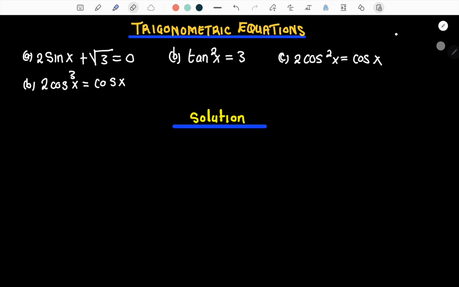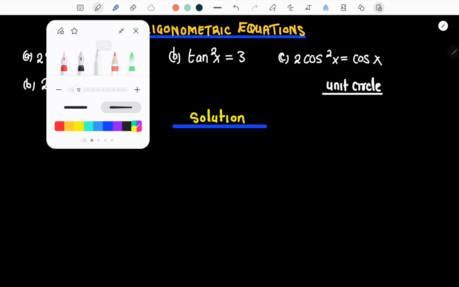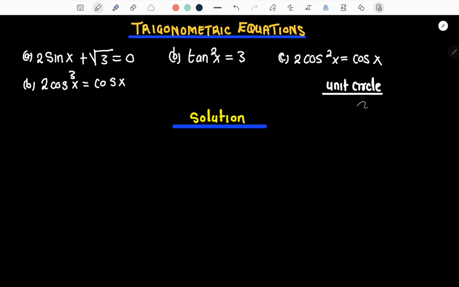So now, how do you solve trig equations? How do you simplify them? Now, there are just a few things that I really would want you to know. The first thing is what we are calling a unit circle. Now, this is how your unit circle is going to look. So you are going to have a circle like this. Please, I want you to take note of this.